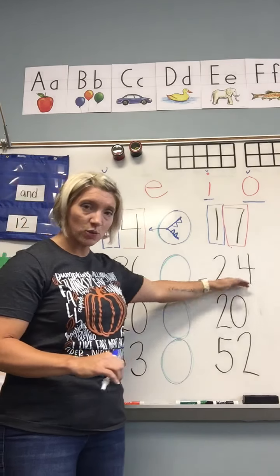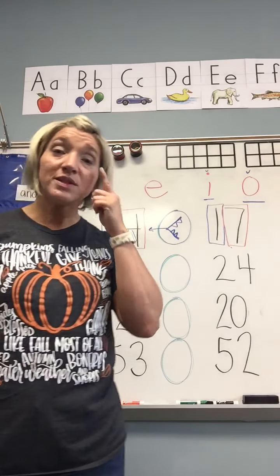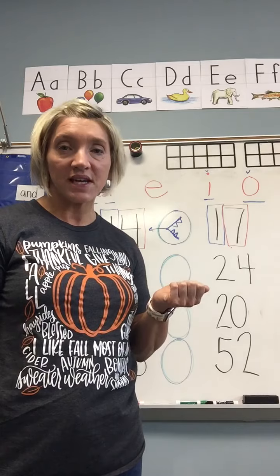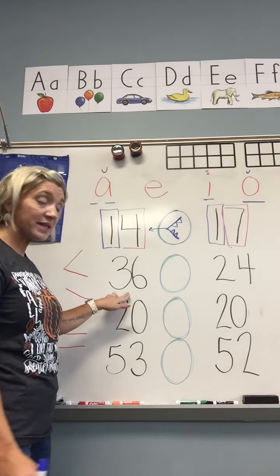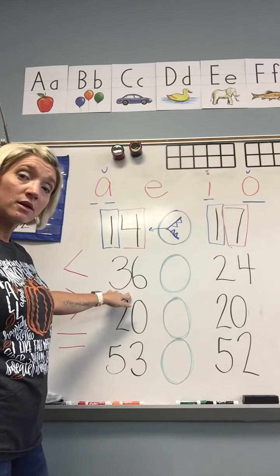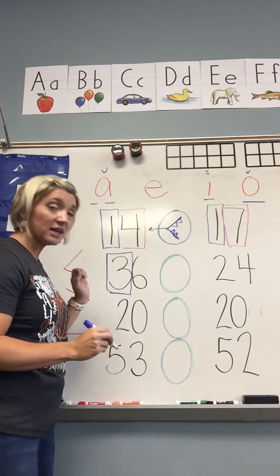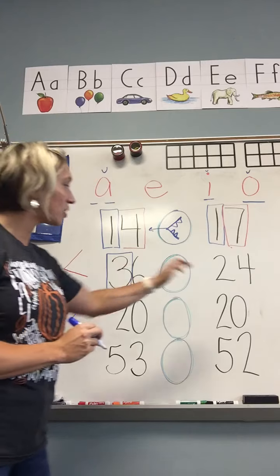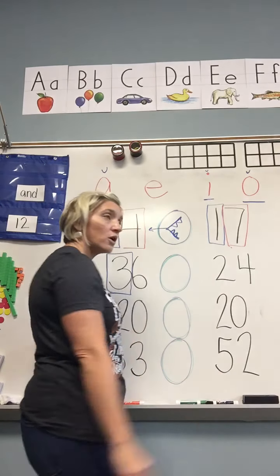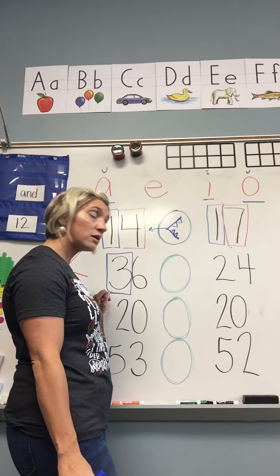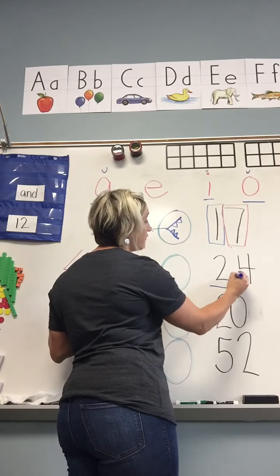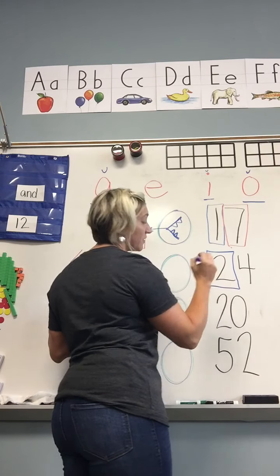36 and 24. The first thing I'm going to do is look at the number in the tens place. Okay, so 36, what number's in the tens place? 3. So I have 3 groups of 10 in 36. Let's go to my next number. 24. What number is in the tens place? 2. 24 has 2 groups of 10.